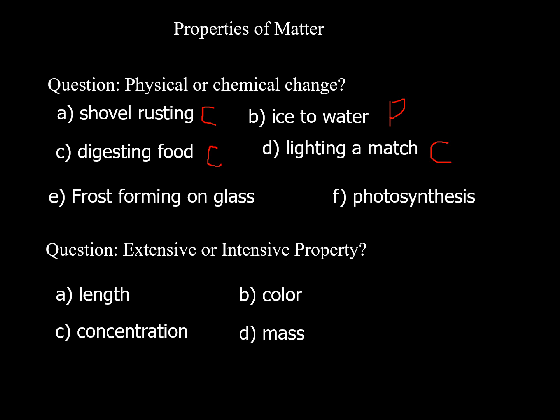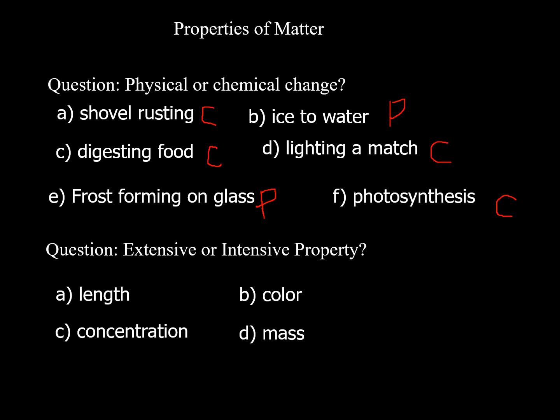The frost forming on ice. This is sublimation, going from gas to solid. Again, this is a physical change because you can go back to the gas state. And photosynthesis, this is a chemical reaction where you have the plant. It requires oxygen, it requires CO2 and water and energy, light, to give you food and O2, oxygen. So that's a chemical change.